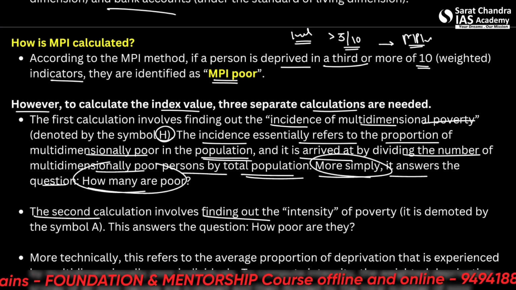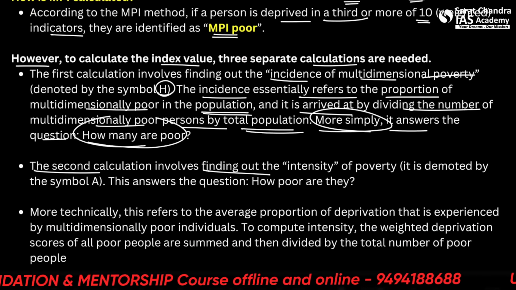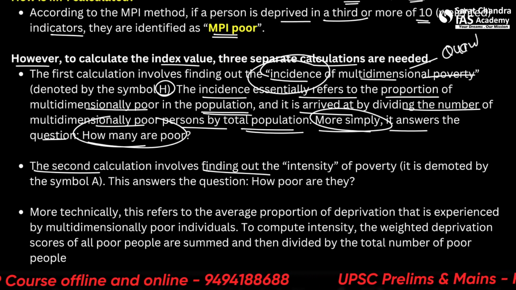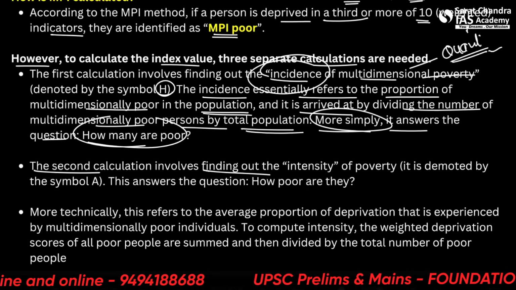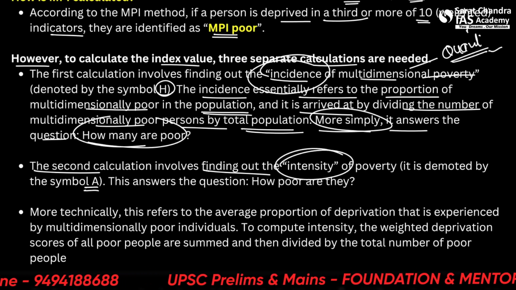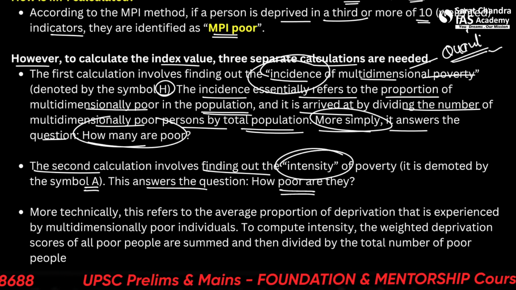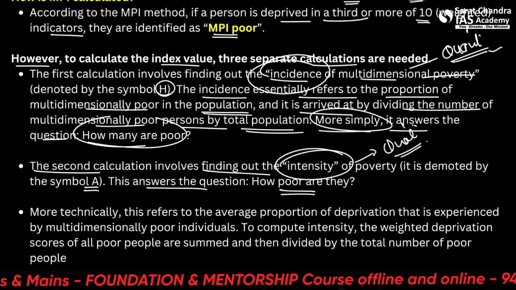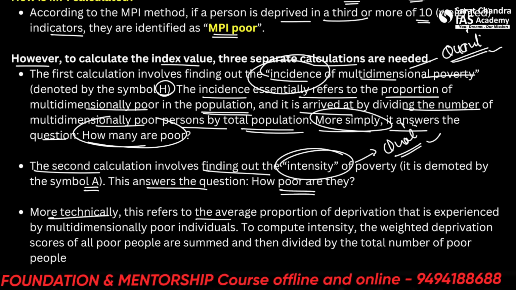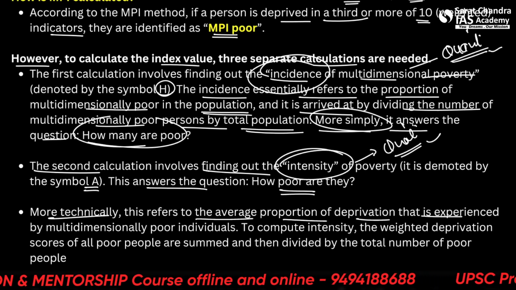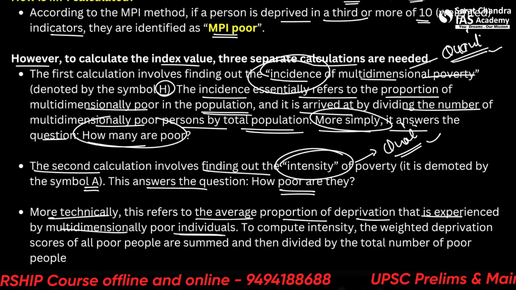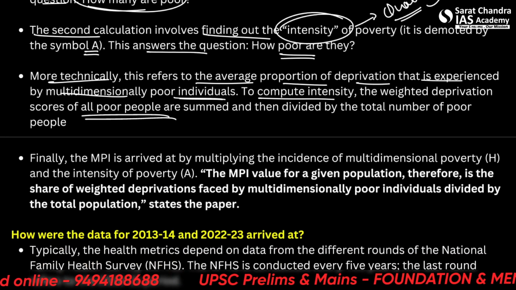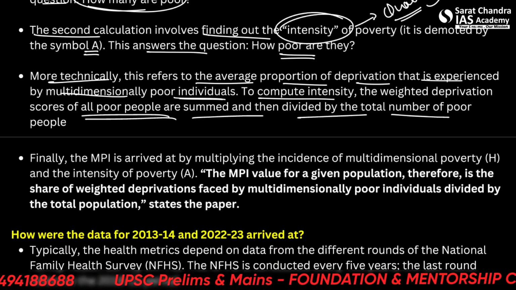The second calculation involves finding out the intensity. So first is calculating the incidence, the quantity. Second, we are finding out the intensity. It is denoted by the symbol A. It answers the question how poor they are. So how many are poor and what is the quality of their poverty? How poor they are. More technically, this refers to the average proportion of deprivation that is experienced by multidimensionally poor individuals. To compute intensity, the weighted deprivation scores of all poor people are summed and then divided by the total number of poor people.